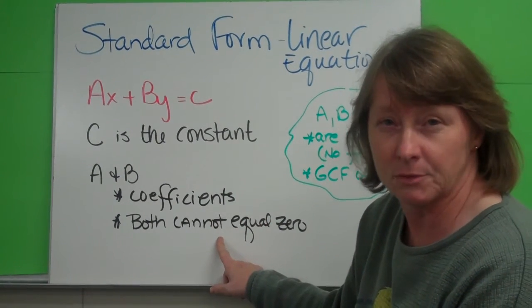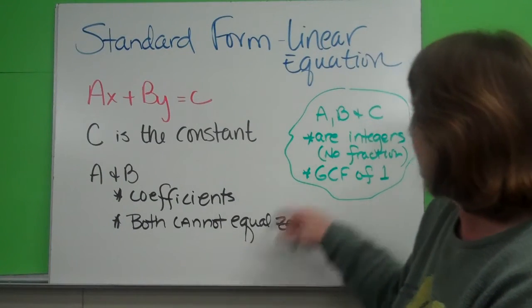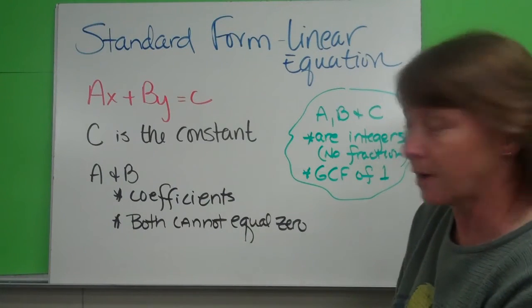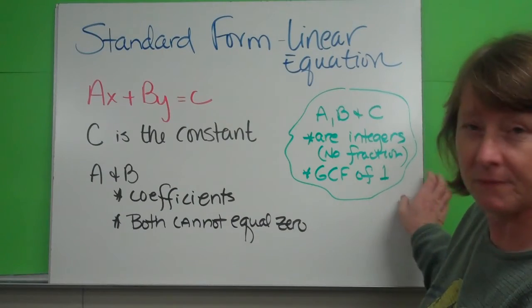Both of them cannot equal 0. One of them can, but not both of them. A, b, and c are integers with no fractions, and they have a greatest common factor of 1.